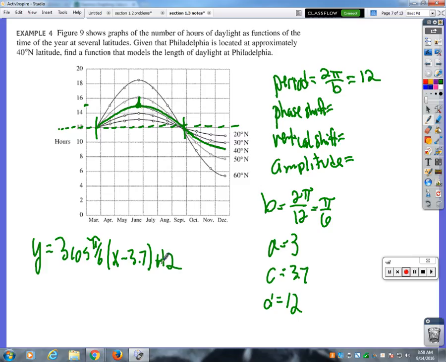It's the amplitude, period, how far it got moved to the right, and since that's inside parentheses, we have to use a negative, and then this is how far up the whole thing got shifted. Okay. I understand the what. 3 is the C. 3.7 is the C, that's called the phase shift. So what's the 3 in front of the cosine? That's the amplitude.